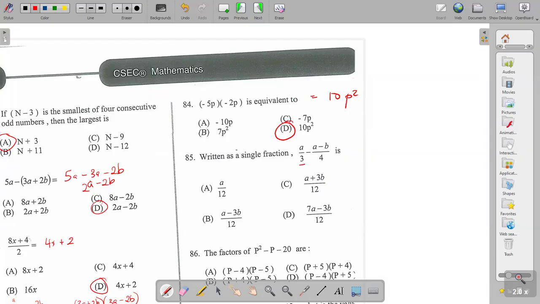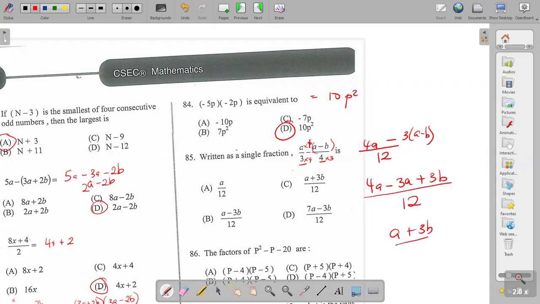This is written as a single fraction because the two denominators are constant. The LCM of 3 and 4 is 12. So to get 12, you multiply by 4 above and below. So that's 4a minus, to get 12 multiplied by 3. But this is two things, so you got to put 3a minus b. And then you simplify. So that's 4a minus 3a plus 3b. How did I get that? Because I'm multiplying by a negative over 12. So that is a plus 3b over 12.